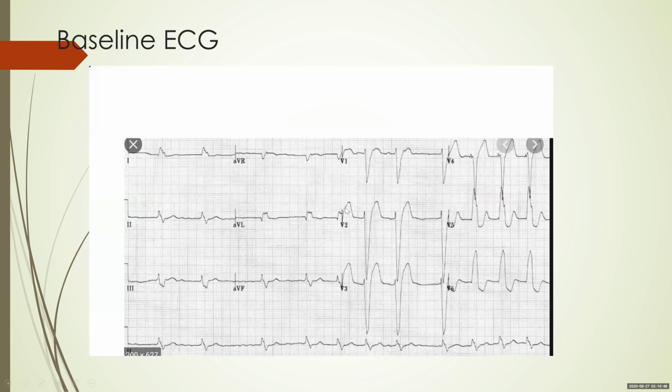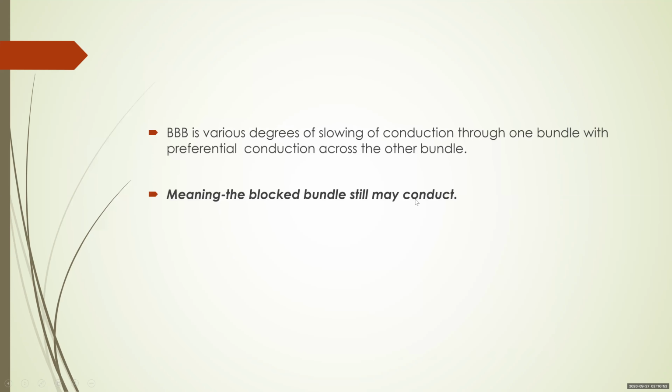So this is the baseline ECG showing a left bundle branch block. To understand this, you must know a bundle branch block is various degrees of slowing of conduction through one bundle with preferential conduction across the opposite bundle.